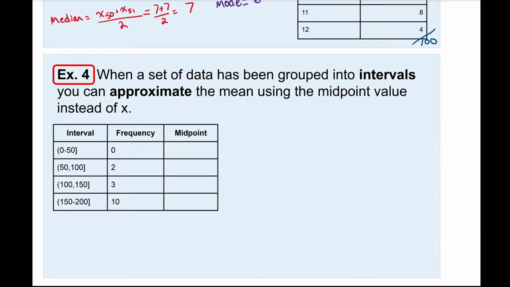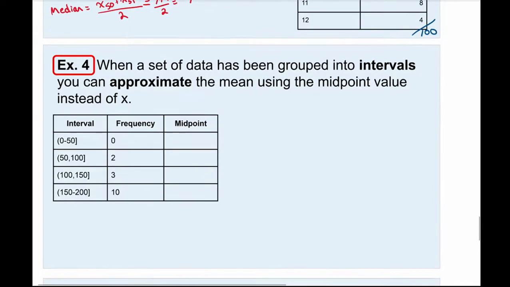Example 4, here we're going to look at what happens when I'm dealing with values that are already grouped into intervals. So this is a little bit different. It's not like the intervals we looked at with the histogram. This is where we have intervals already set out as our data points. So what we use here is the same idea.